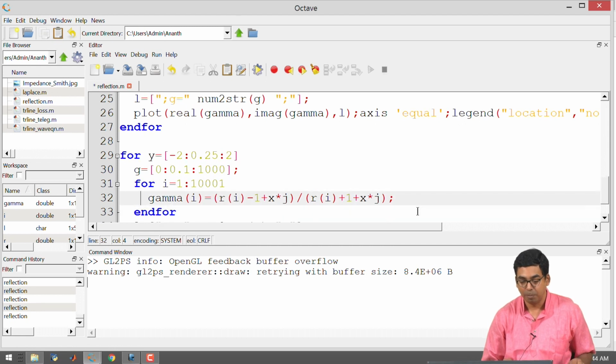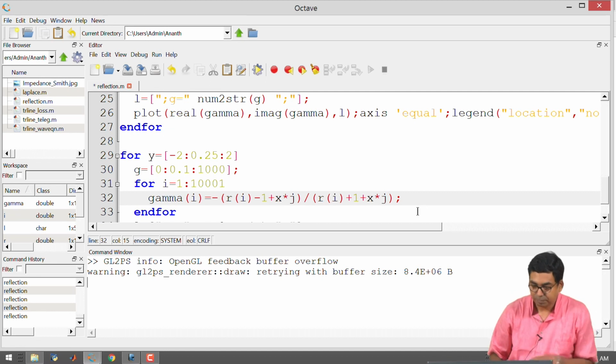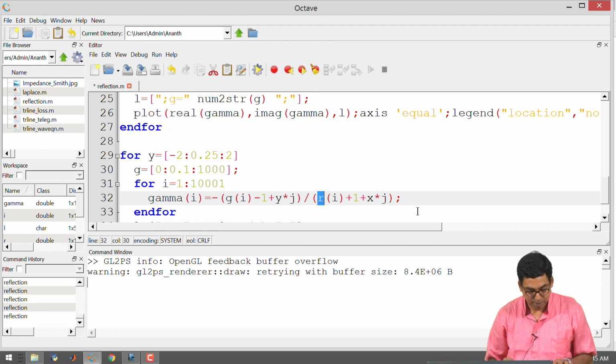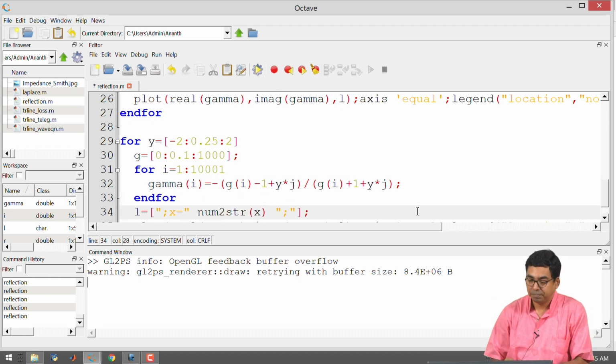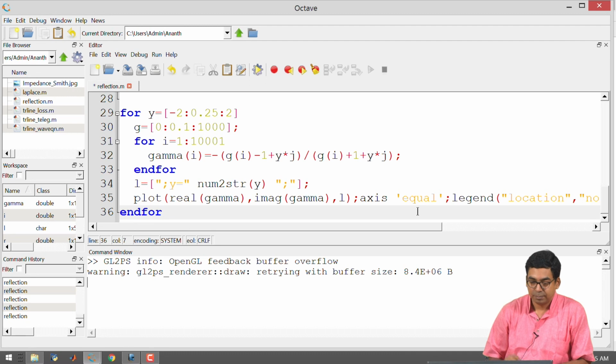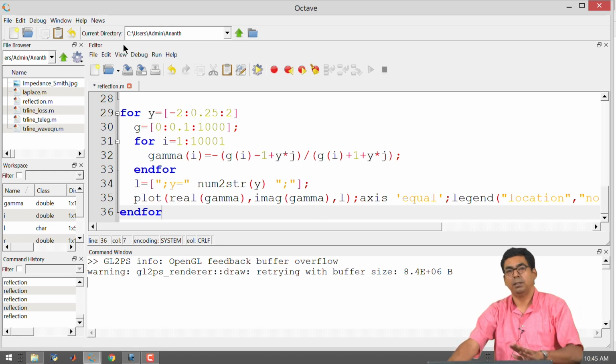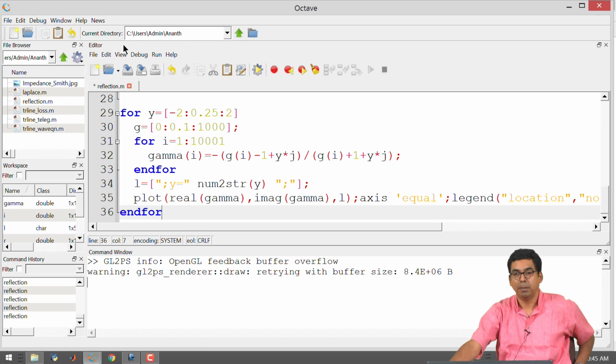And then the formula for gamma obviously is different, okay. So, we have gamma formula is minus G of I minus 1 plus Y into J divided by G of I plus 1 plus Y into J. Again, I want to make this X to Y. Okay. So, all I have done is copied the program, changed the formula for gamma, used admittances and just changed the variable names to reflect the real and the imaginary part of the admittances, okay.